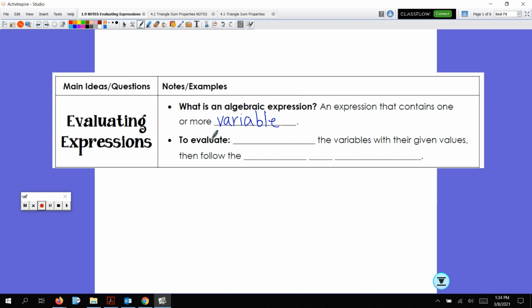To evaluate, we're going to substitute the variables with the given values. Then follow the order of operations, which is what we talked about yesterday. Follow the order of operations.